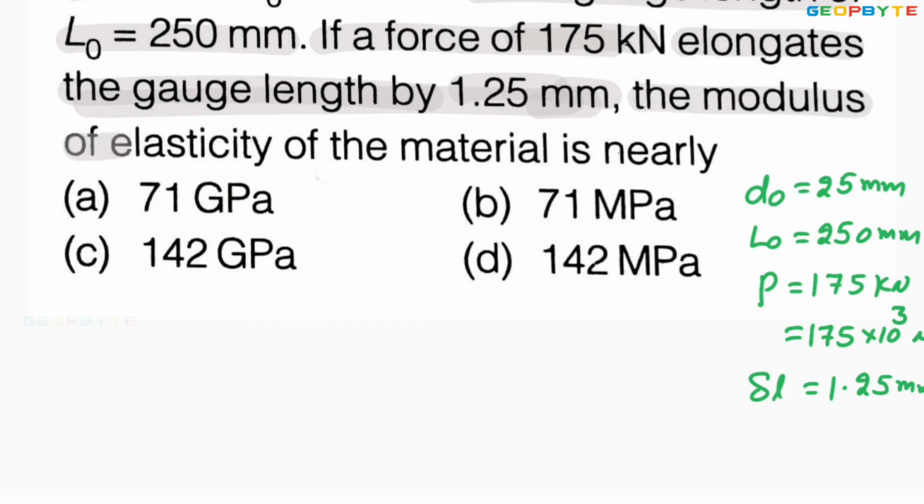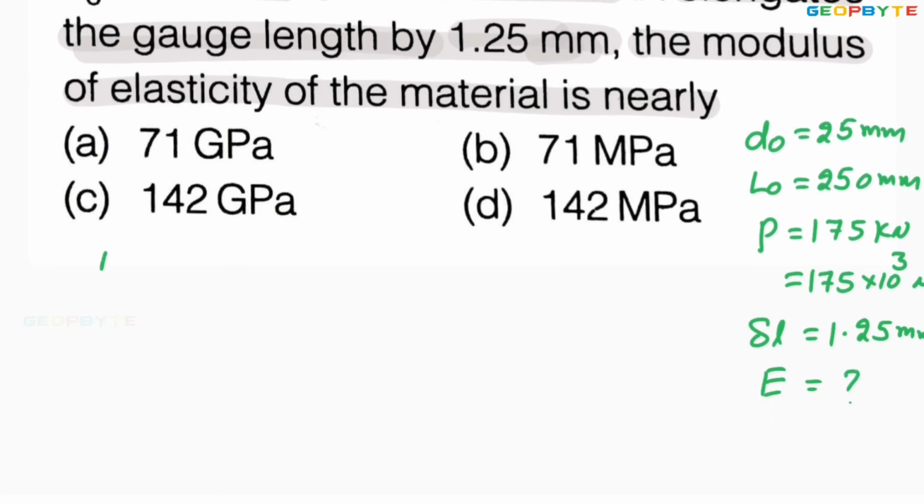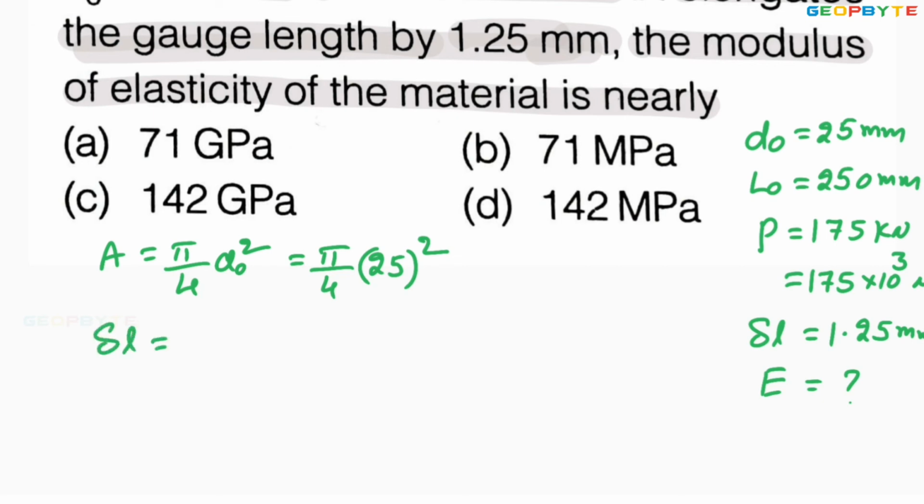The modulus of elasticity of the material is nearly. You are asked to find the Young's modulus E equal to how much? First let us find the area equal to pi by 4 into d square, where d means d naught. So it is equal to pi by 4 into 25 whole square. That is the area. Then the change in length delta L equal to PL by AE.